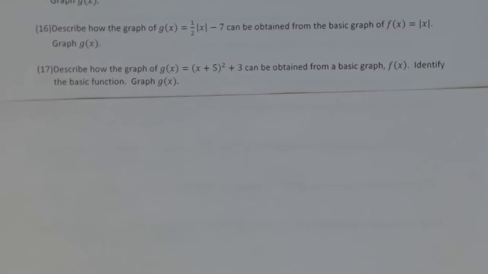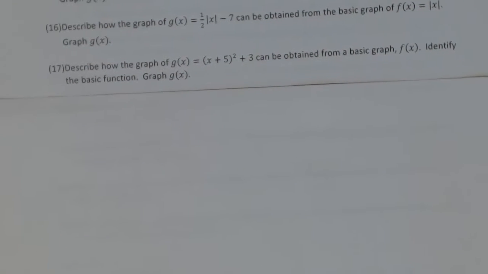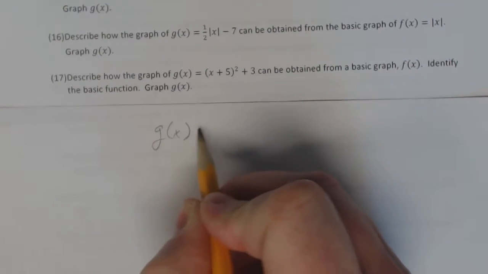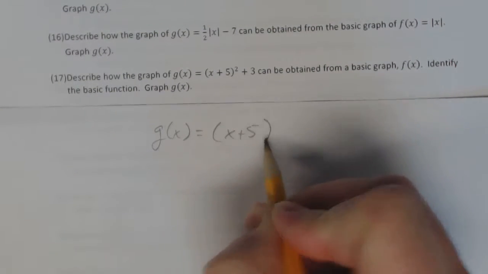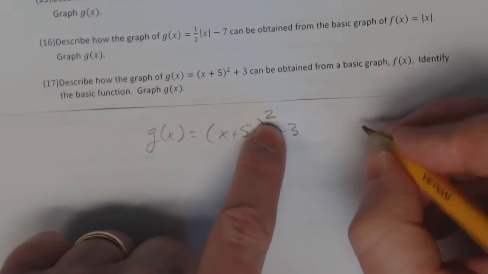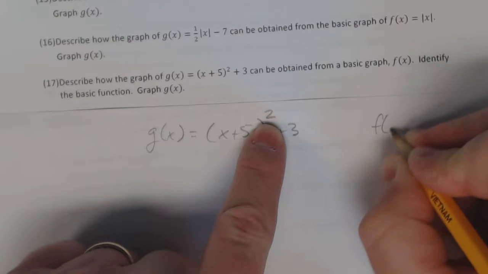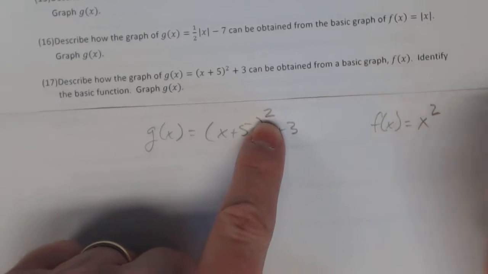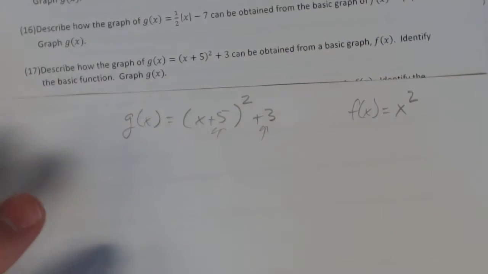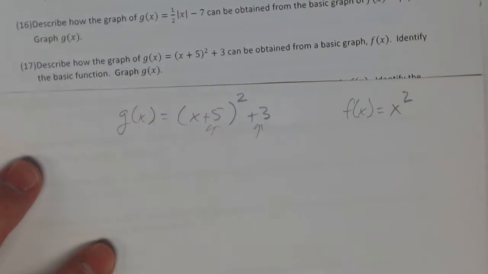Okay, so what's the basic function here? So we've got g of x equals (x + 5) squared + 3. So the basic function here, that squared tells me that the basic function is x squared. Now the +5 and the +3 is what moves it around.